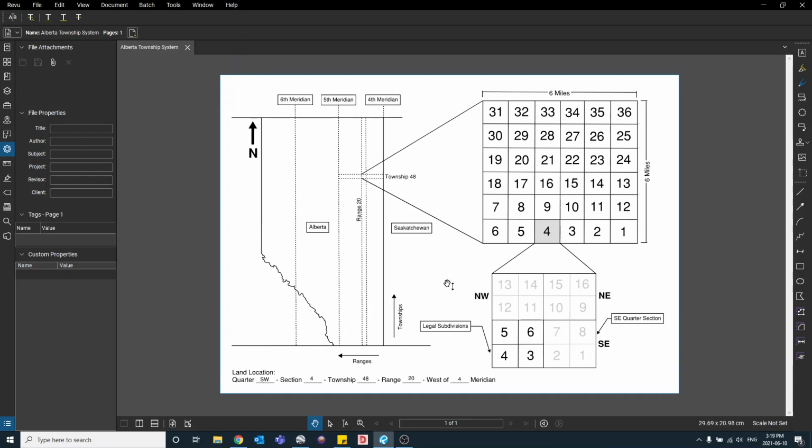Alrighty, so today I'm going to be talking about the Alberta Township system, just because I grew up around farming and the terms section, quarter section, meridian, township, range, all those kinds of terms were thrown around pretty regularly, but I never really understood them until I went to school for geomatics and started surveying and got out in the field and all that.